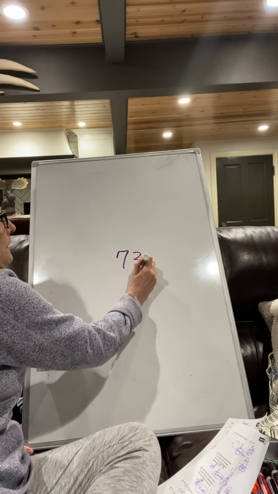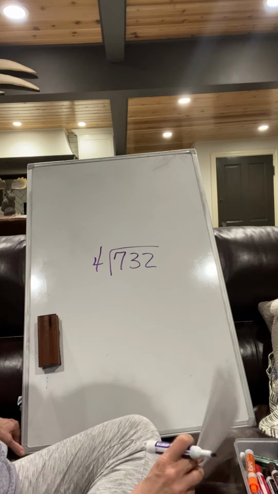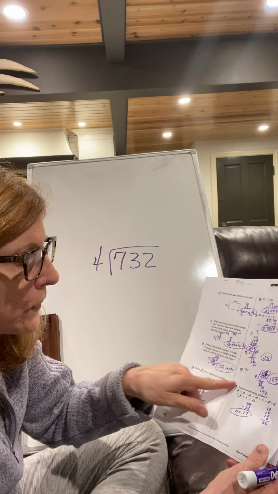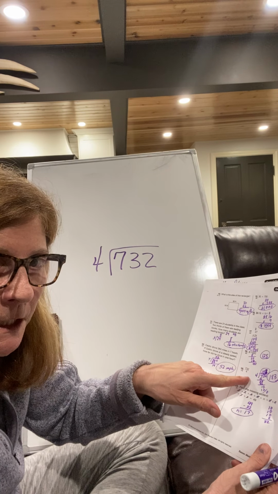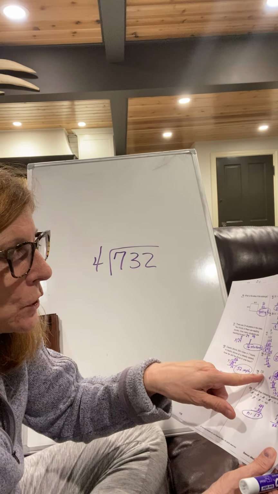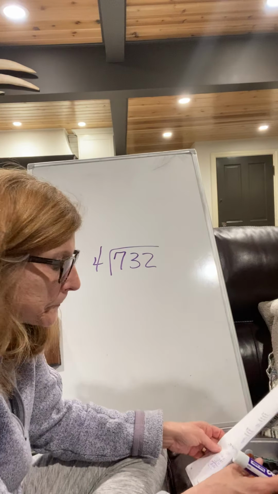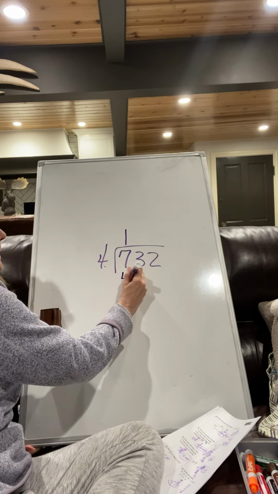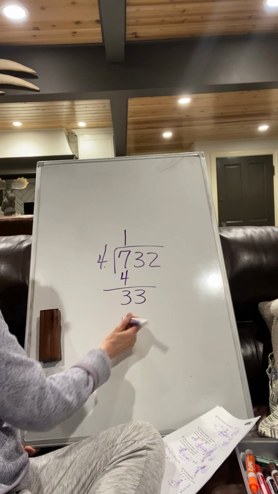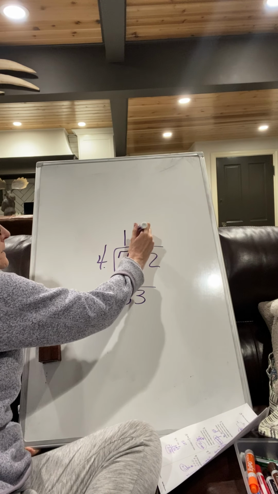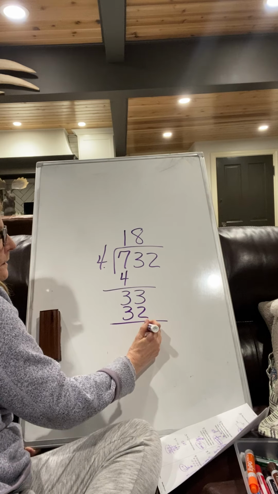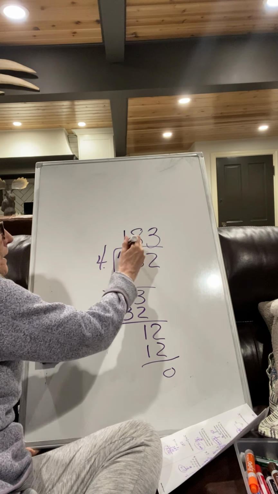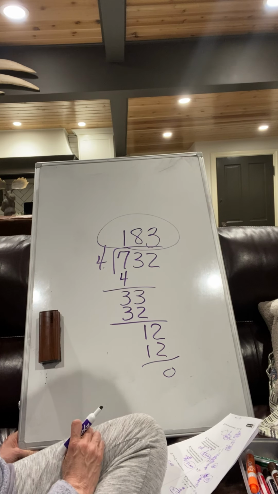$732 divided by 4. Look at that problem on number 19. It's a fraction. A fraction is a division problem. So you're going to work this fraction out. 732 fourths, or 732 divided by 4. It's the same thing. All right, so let's work it. 7 divided by 4 is 1. And we have 3 left over. We're going to bring down our 3. 33 divided by 4 is 8. It's 32. Leaves 1. Bring down our 2. 12 divided by 4 is 3. So your answer is 183.